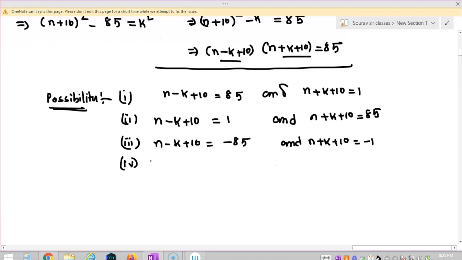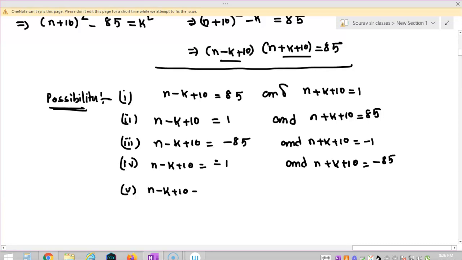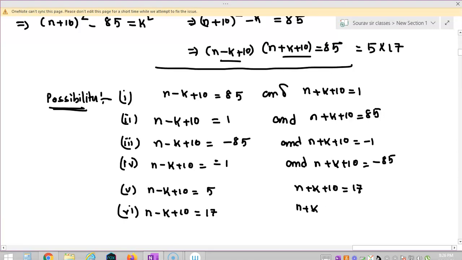What is the fourth possibility? n minus k plus 10 is equal to minus 1 and n plus k plus 10 is equal to minus 85. What is our fifth possibility? n minus k plus 10 is equal to 5, splitting 85 into 5 times 17, and n plus k plus 10 is equal to 17. The sixth possibility is n minus k plus 10 is equal to 17 and n plus k plus 10 is equal to 5.